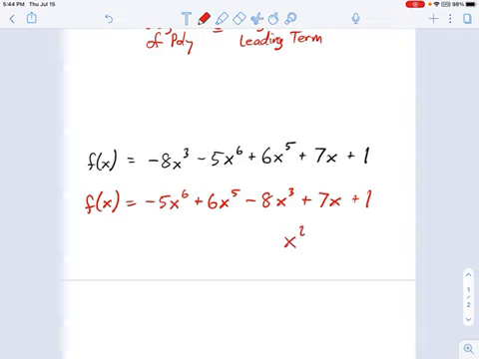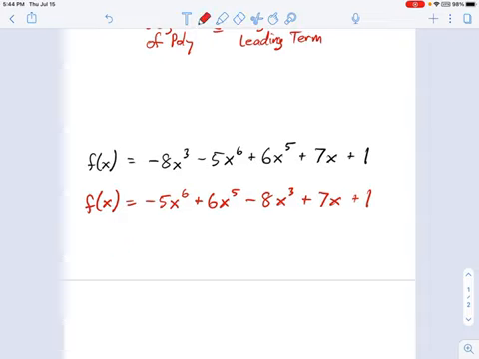Like, where's the x squared term? There is no x squared term. Or you could think about it as there is an x squared term, but the coefficient is 0, right? It's 0x squared. Either way you want to think about it is fine. We now have this polynomial in standard form, and we can start saying things about it.